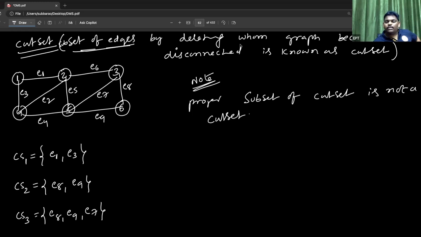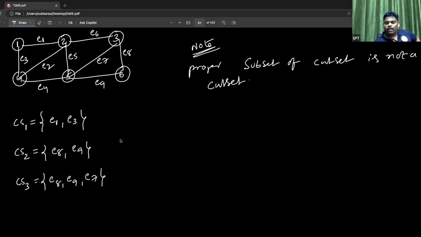So I'm saying one thing. CS3 is a cut set or not? There may be some unnecessary part, but is it a cut set or not? Some unnecessary part may be there, but it is a cut set. Can you check one time? E8, E9, E7. If you delete them, the graph is anyhow going to be disconnected.